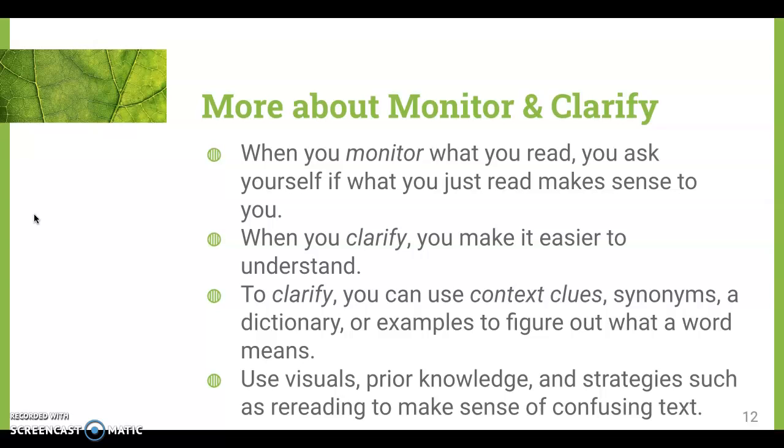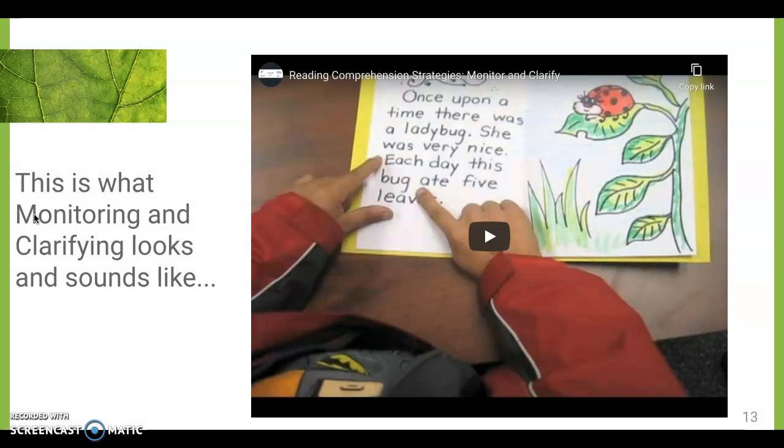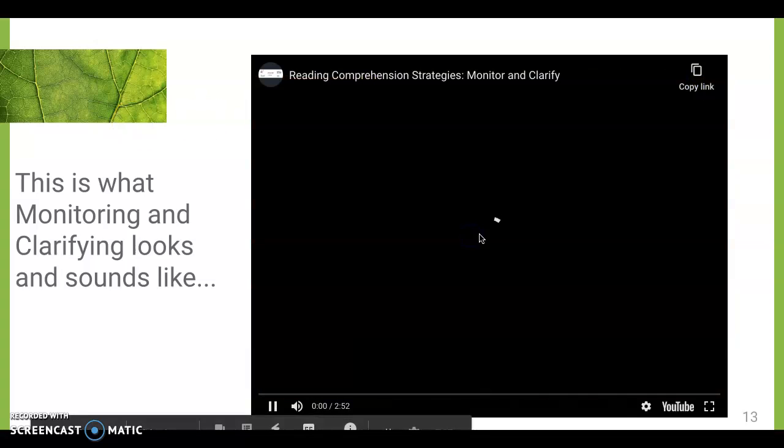Remember, to clarify, you can use context clues, synonyms, a dictionary, or examples to figure out what the word means. Also, remember to use the visuals, your prior knowledge, and strategies such as rereading to make sense of confusing text. This is what monitoring and clarifying looks like.